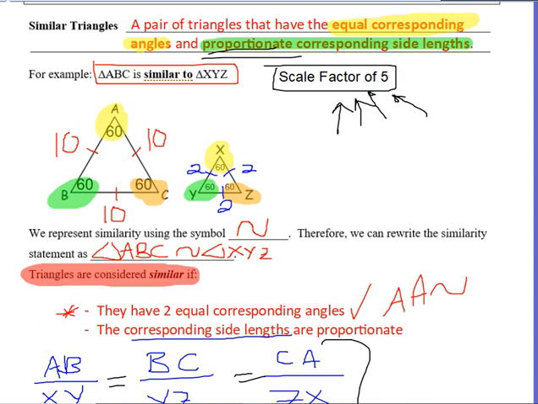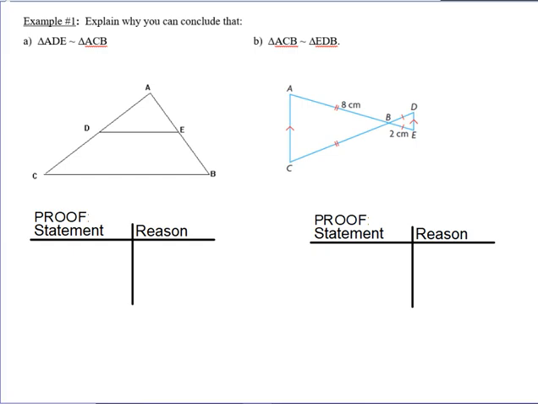So let's go into some examples here of how to prove that triangles are similar. This is what we're going to be dealing with in our homework, okay? So let's first have a look at example 1, part A. It says, explain why you can conclude that triangle ADE is similar to triangle ACB. So I'm going to use 2 different colors here, just for a moment. I just want to show you what these triangles look like first.